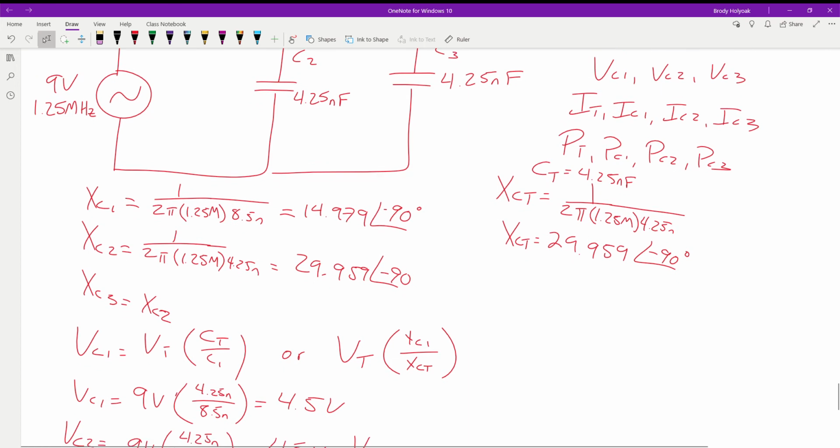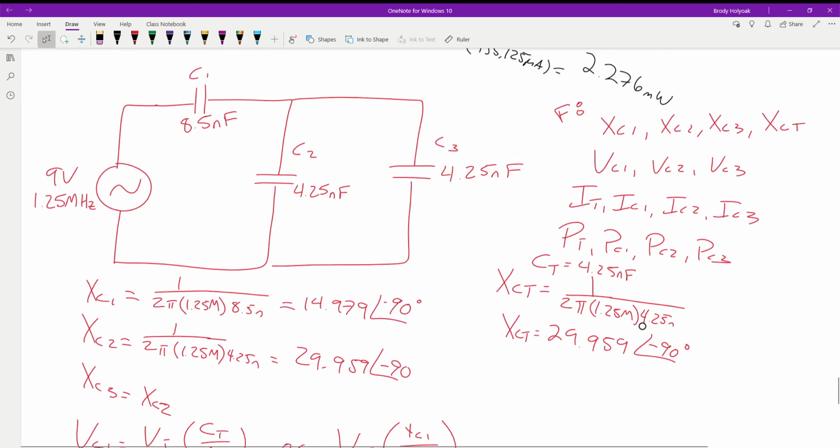So coming back, our XC total, we have the total capacitance of 4.25 nanofarads. So when we plug that into our formula, we get the 29.959. So we have 1 over 2 pi times 1.25 meg for our frequency, and then the 4.25 nano, which is our total capacitance. Do you have a problem with getting the 4.25 nanofarads for total capacitance?